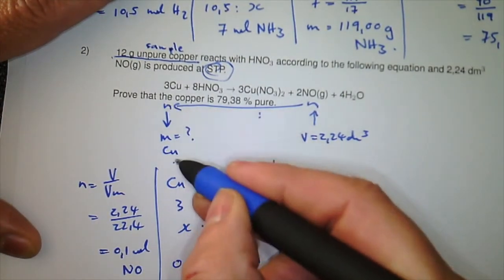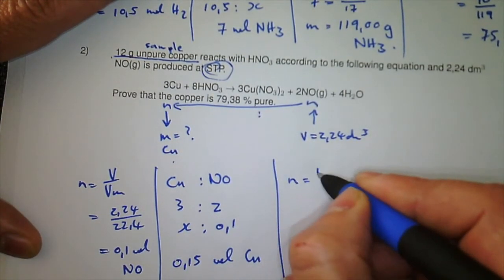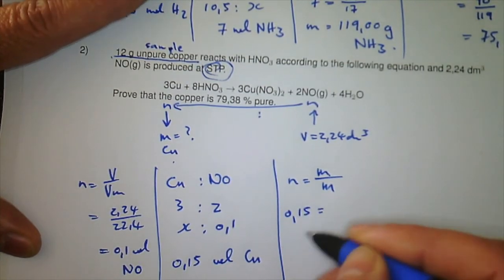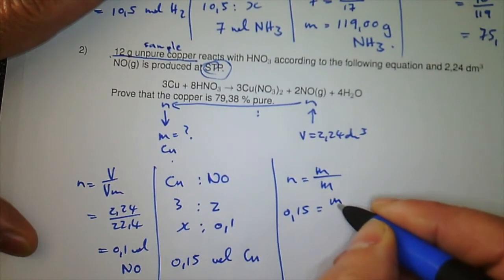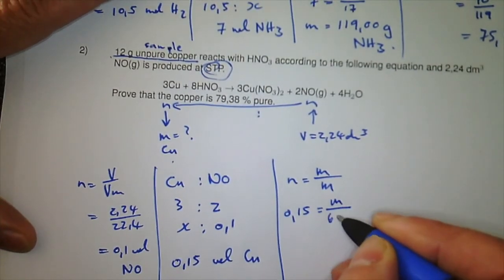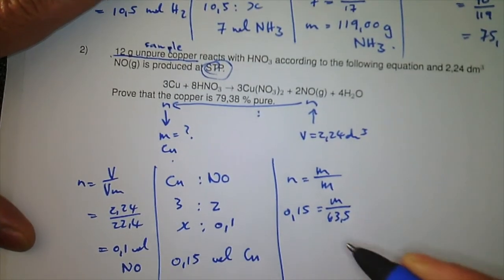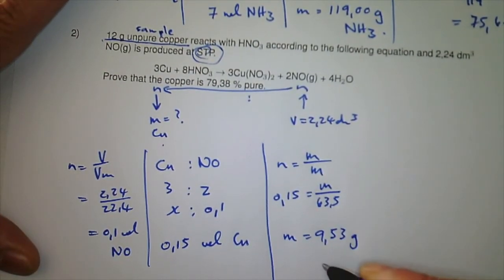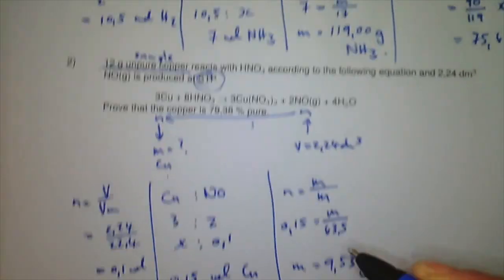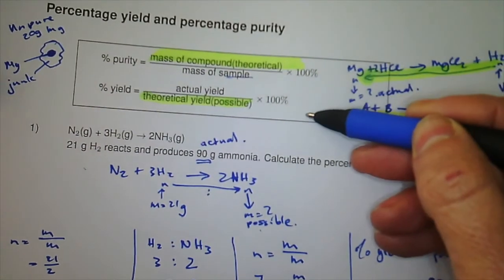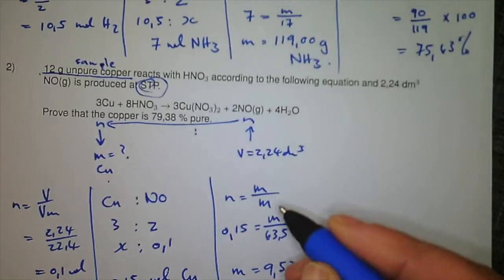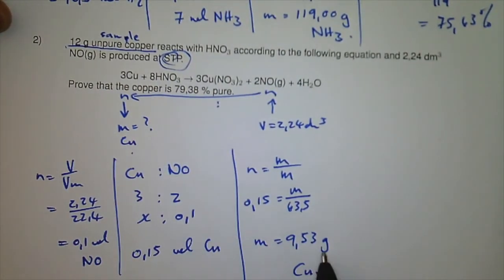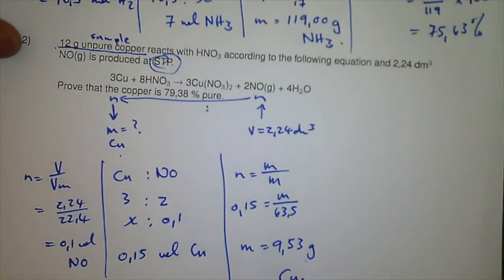Now I have the moles. I want the mass. n equals mass over molar mass. The moles are for copper, and therefore the molar mass should also be for copper. And that gives you a mass of 9,53 grams of copper. So I've worked back, and I've worked out what is truly copper. Because of that 12 grams, only 9,5 is copper.